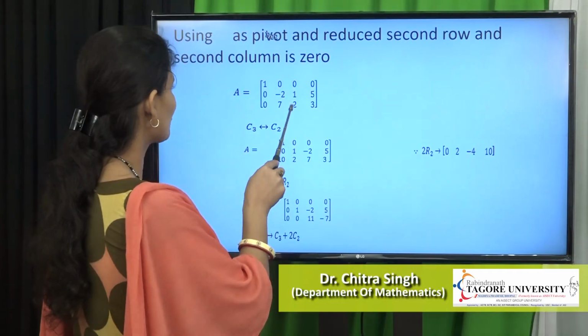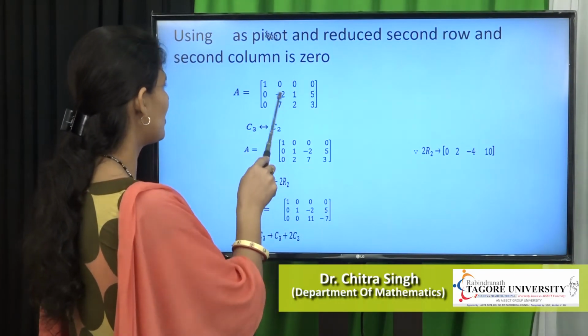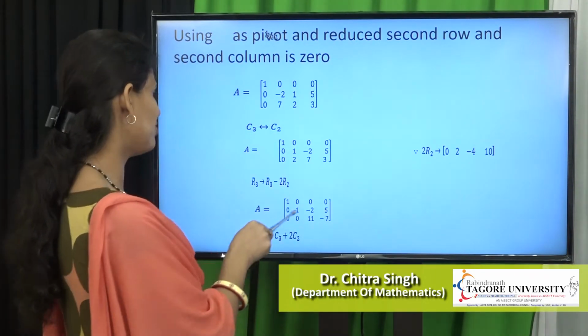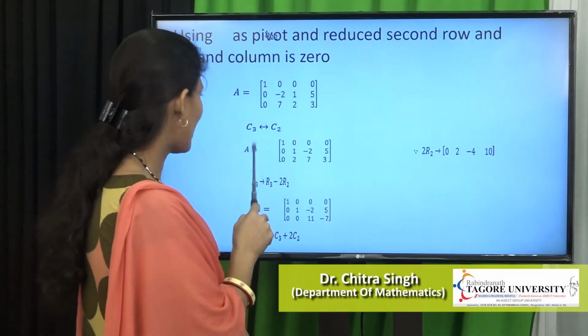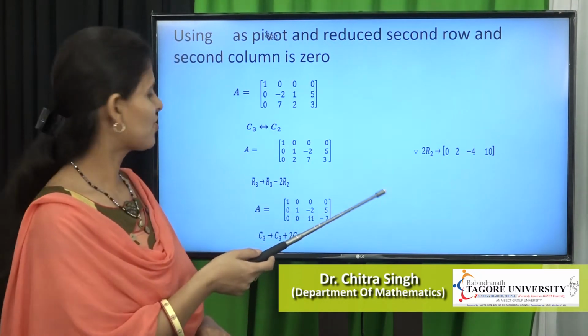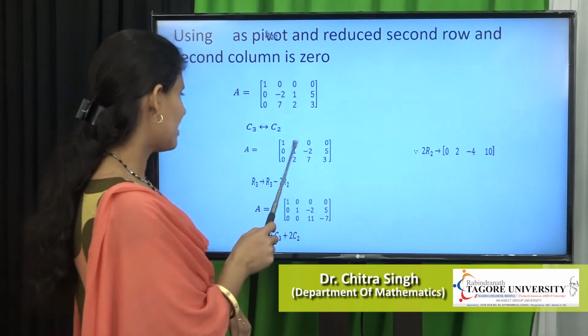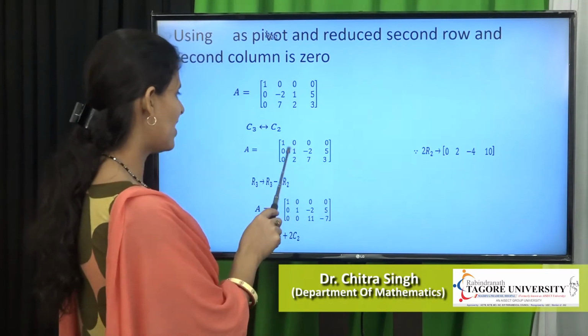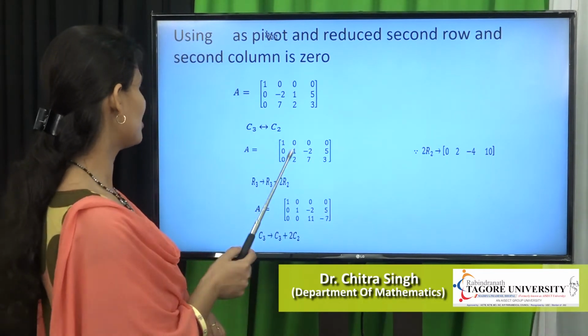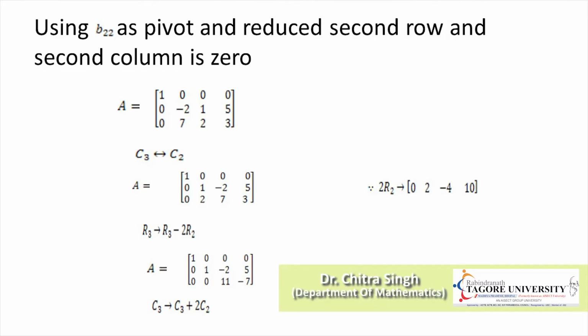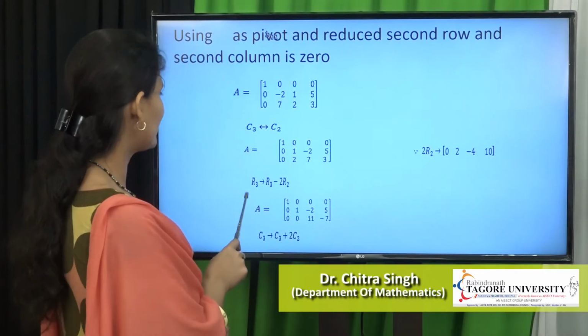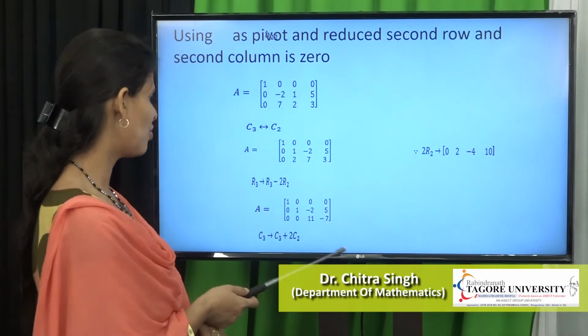So your position 1 2 2 is shifted from this element, and this position element is shifted to this. So this is your matrix from C3 reverse to C2. Again you see that you make a pivot 1 from the B22 position, so you apply the operation R3 tends to R3 minus 2R2. So your matrix is R3 minus 2R2. Then you obtain changes in the R3 row.